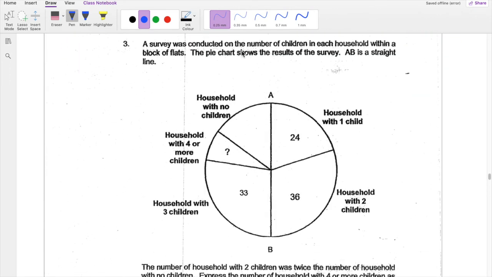Here, a survey was conducted on the number of children in each household in a block of flats. So households with 1 child, 2 children, 3 children, 4 or more, no children. The pie chart shows the result of the survey. AB is a straight line. This is very important information. What does it mean that AB is a straight line? It means this side is half and the other side is half, so the total number here is equal to the total number here.